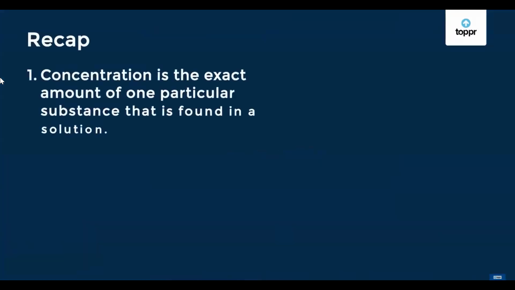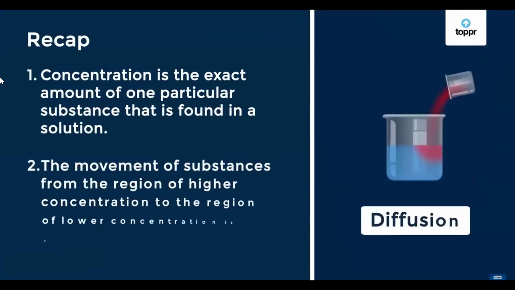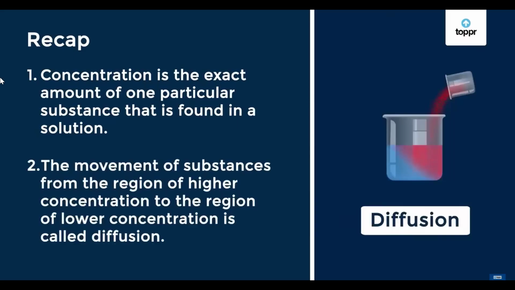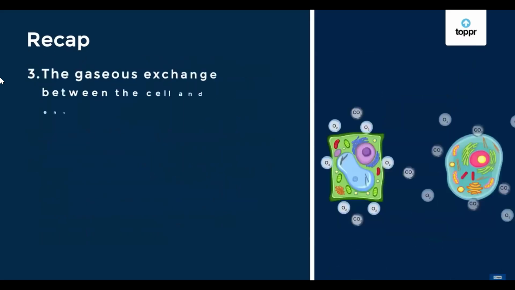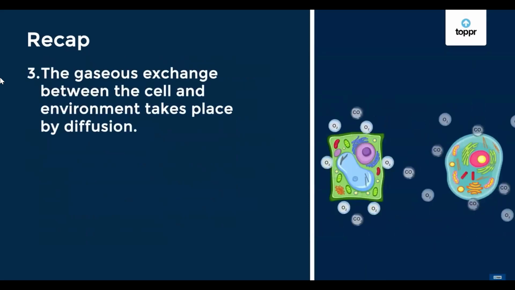Now, let's quickly recap what we have learned. Concentration is the exact amount of one particular substance that is found in a solution. The movement of substances from the region of higher concentration to the region of lower concentration is called diffusion. The gaseous exchange between the cell and environment takes place by diffusion.